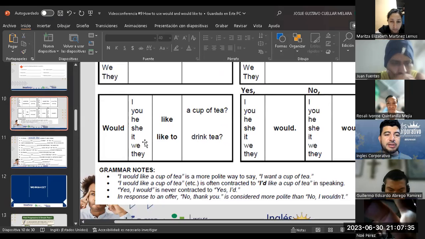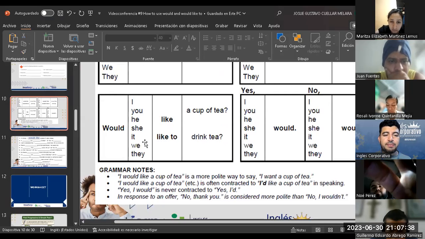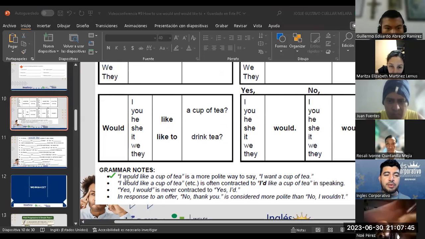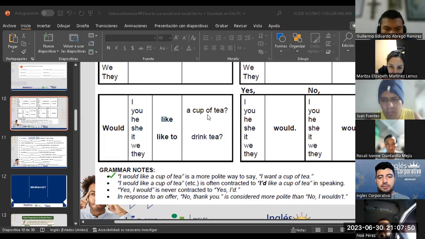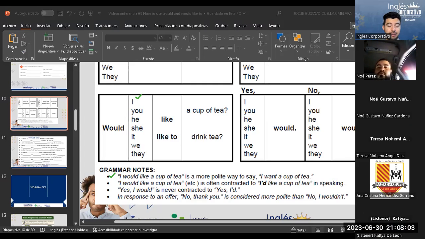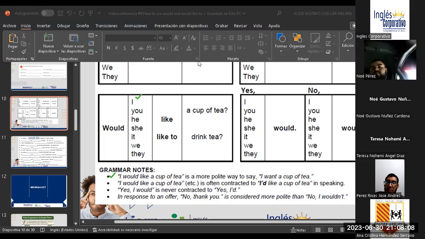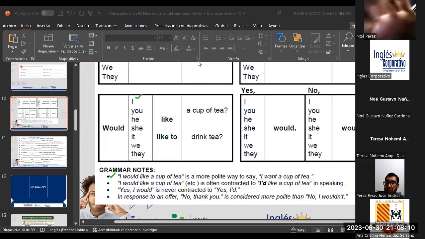Okay, maybe we can have the participation of Guillermo, number one. Grammar notes. Vamos a escuchar las notas gramaticales acá. I would, number one. Okay, I would like a cup of tea is a more polite way to say I want a cup of tea. Yes, definitely it is. For example, es muy diferente decir me gustaría una taza de té que quiero una taza de té. So that's a part of to be polite. Esa es parte de ser amable.